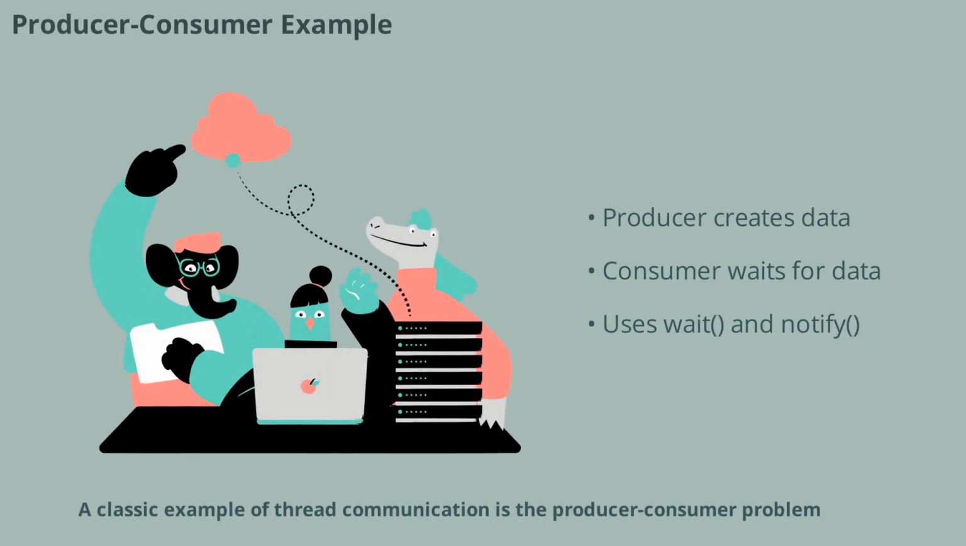A classic example of thread communication is the producer-consumer problem. One thread produces data and notifies the consumer thread when data is available. The consumer waits for the producer to produce data before consuming it. Using wait and notify, you can coordinate the actions of both threads, ensuring smooth data flow and preventing race conditions.